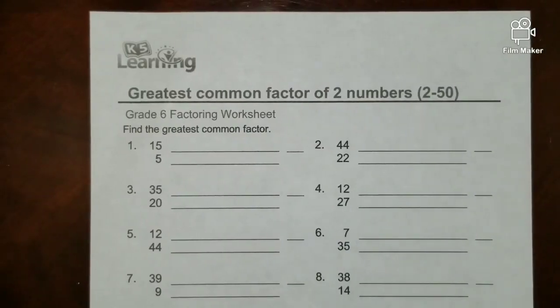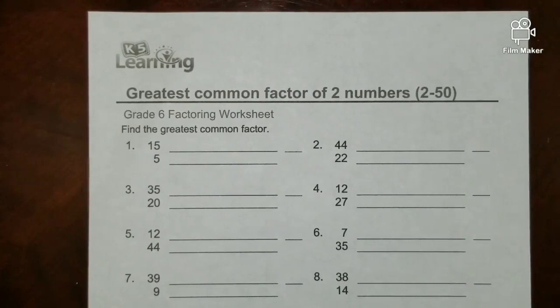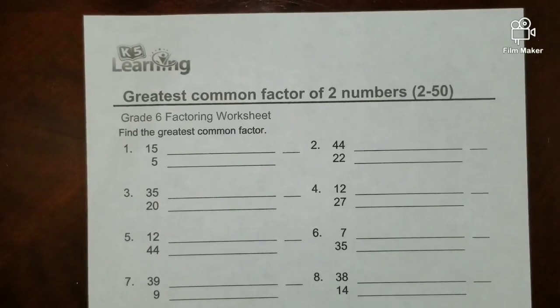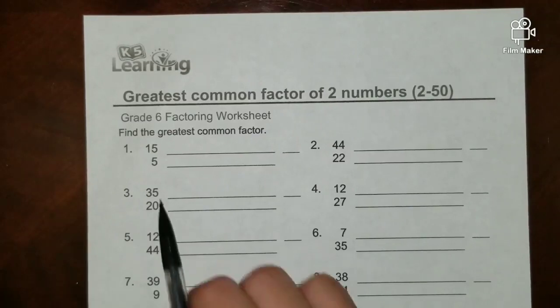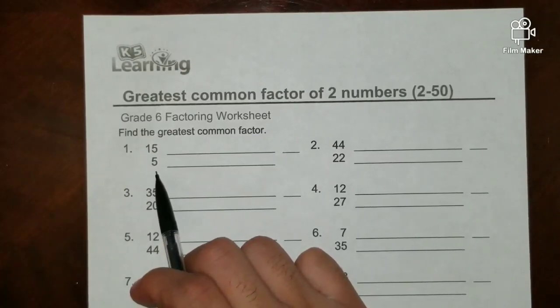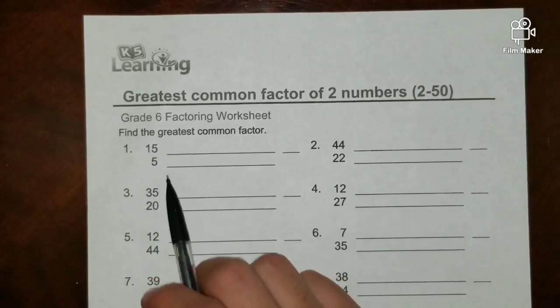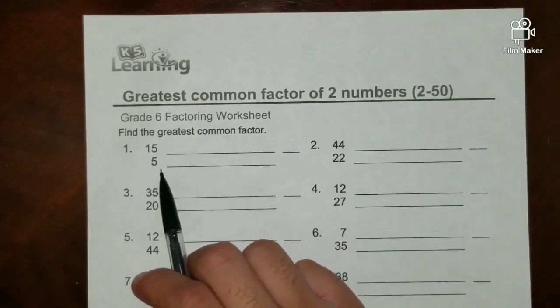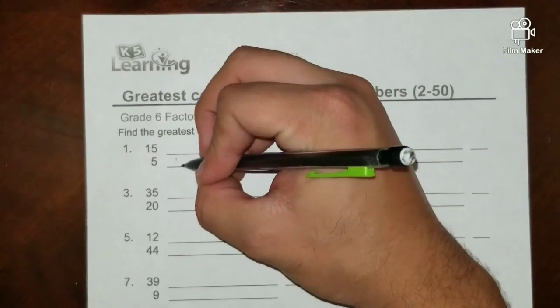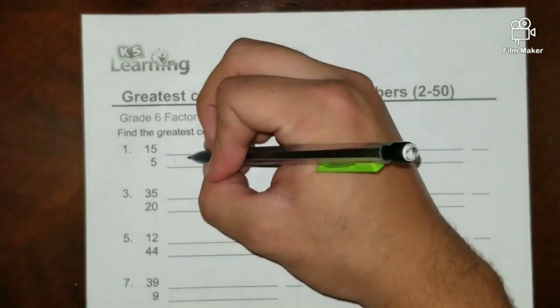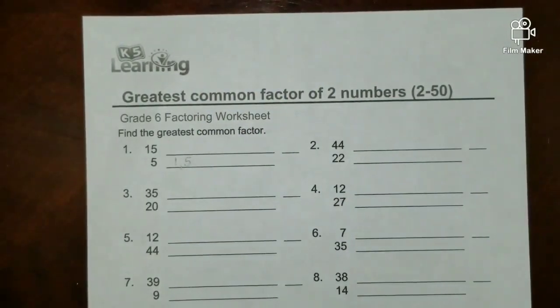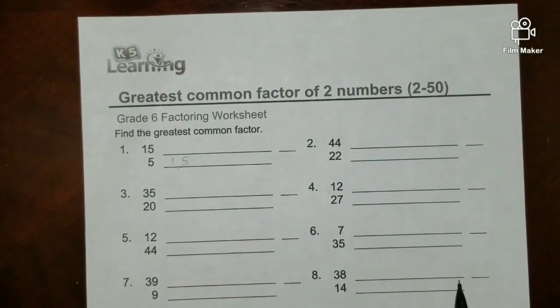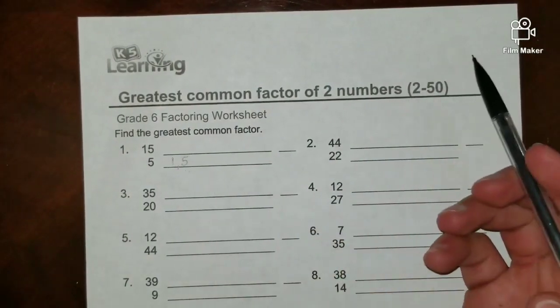Welcome back. Today we're going to be going over greatest common factors. To find the greatest common factor, we want to write down all the multiples of the number. For example, the first one, we have 15 and 5. Let's take the smaller number, 5. Since 5 is a prime number, the only numbers you can multiply to get 5 are 1 and 5. So our greatest common factor is either going to be 1 or 5, more likely 5, since it's higher than 1.